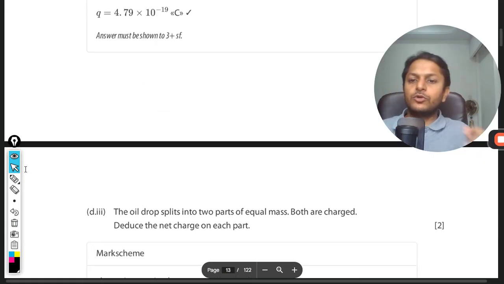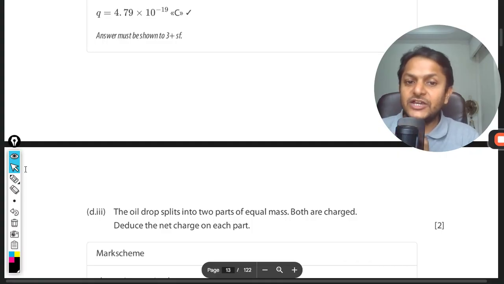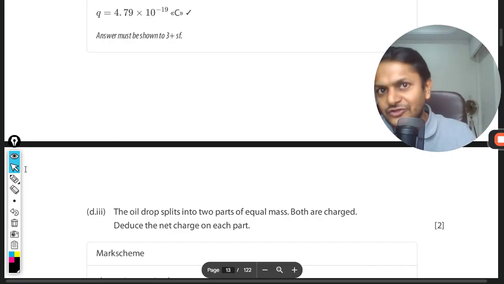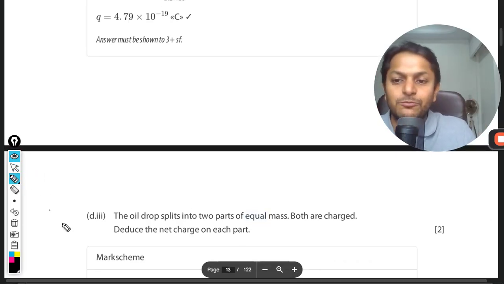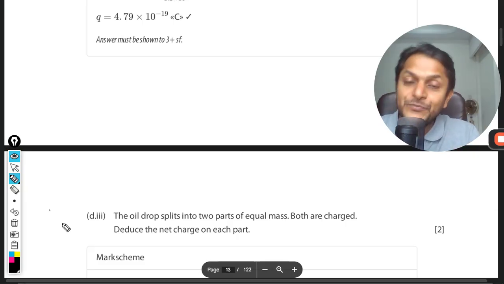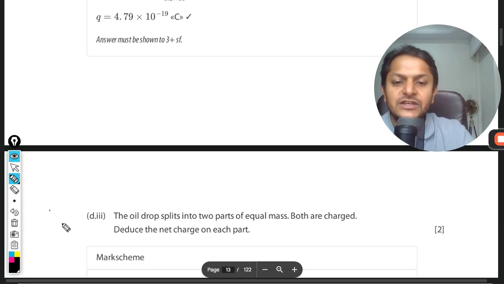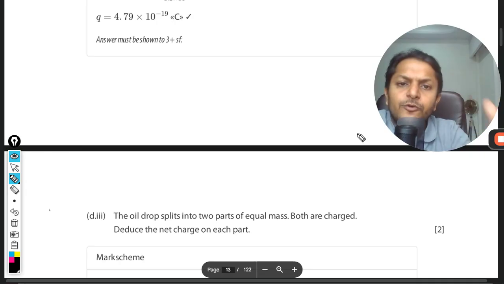Oh my God, one more question is there. The oil drop splits into two parts of equal mass. Both are charged. Deduce the net charge on each part. Again, that's a very tricky question. And IB is asking this question time and again. They have asked this question many a times. This question is from the quantization process. Let us see. So, what is the principle of quantization?